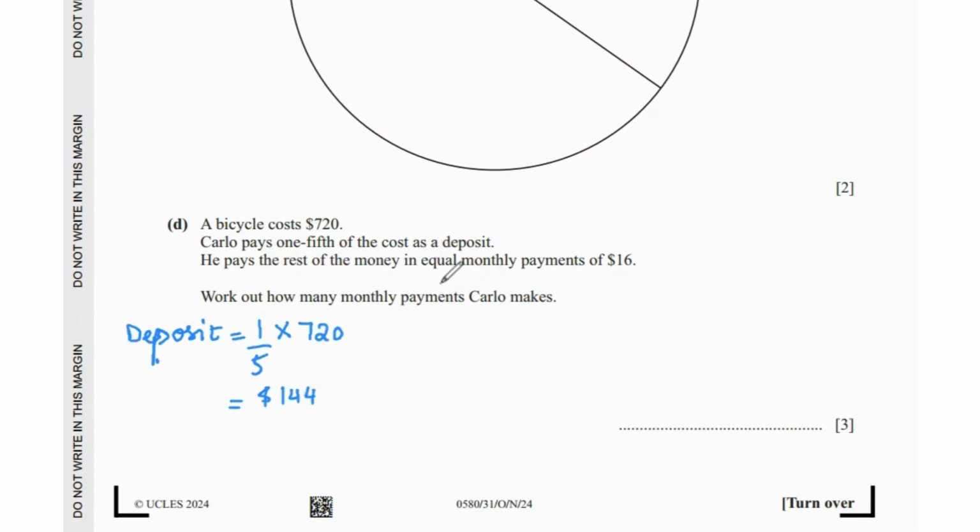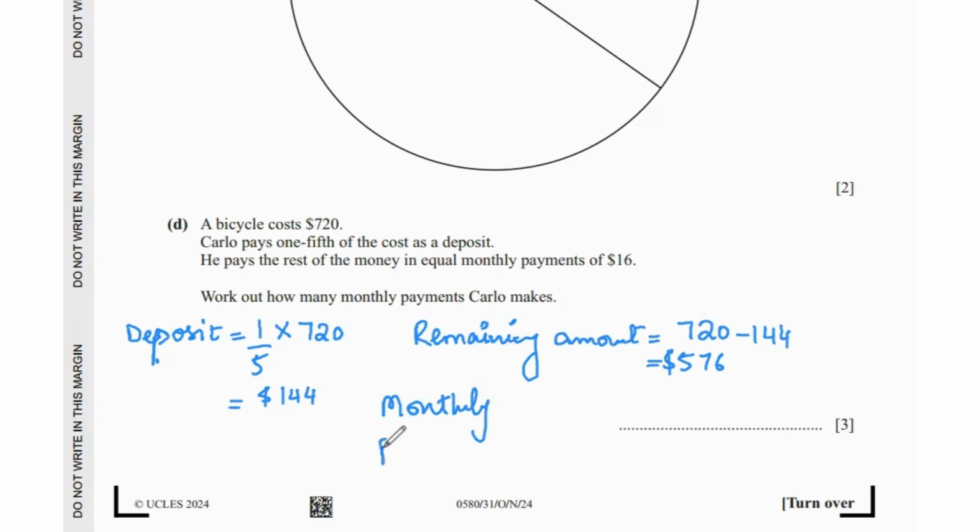Now the rest of the money is being paid in equal monthly payments. So the remaining amount, that's 720 minus 144, and that gives us $576. So the monthly payments, that's going to be this divided by 16, and that gives us 36. So 36 is your final answer.